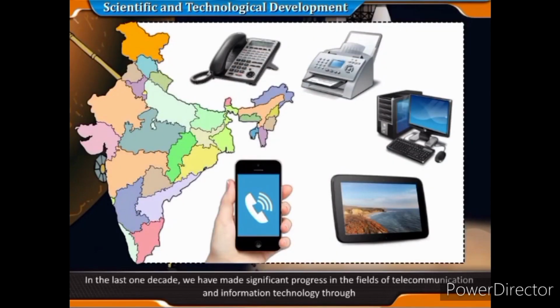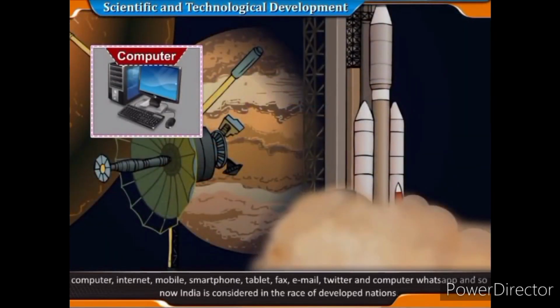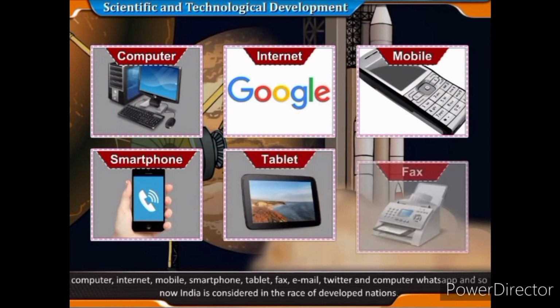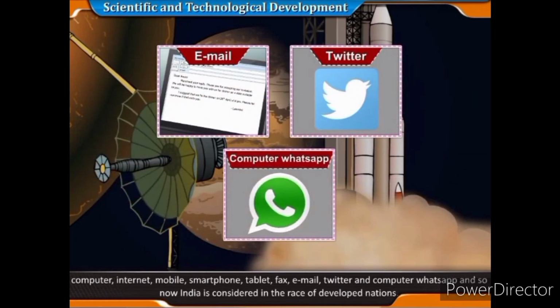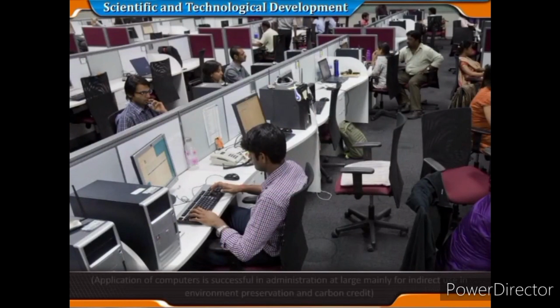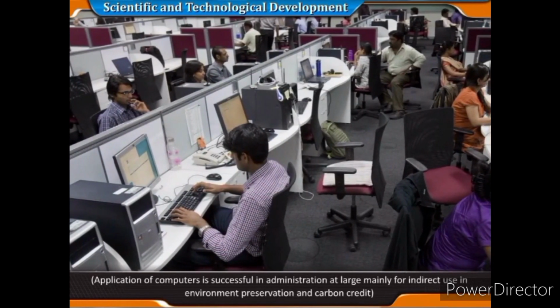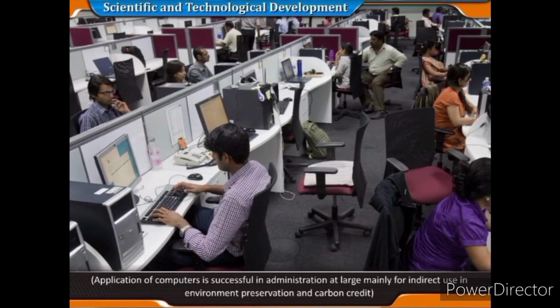In the last decade, we have made significant progress in the fields of telecommunication and information technology through computer, internet, mobile, smartphone, tablet, fax, email, Twitter, and WhatsApp, and so now India is considered to be in the race of developed nations. Application of computers is successful in administration at large, mainly for indirect use in environment preservation and carbon credit.